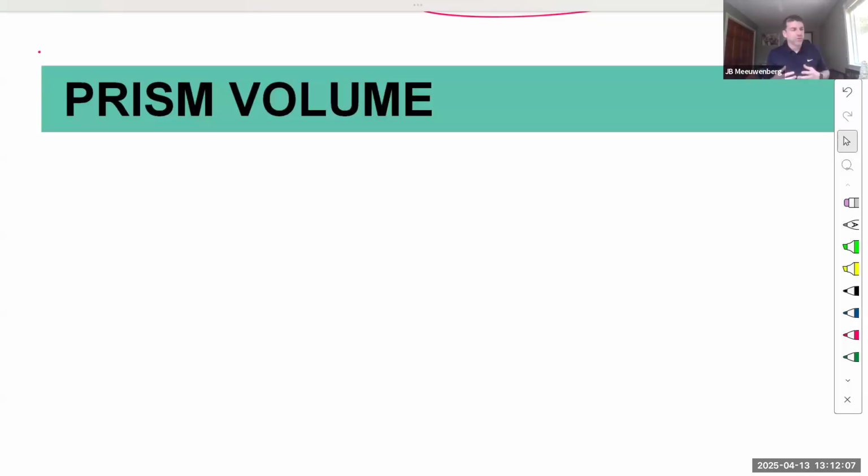So finally, we will conclude with actually looking at specific three-dimensional geometric figures to determine how we calculate their volume or their surface area. And we're going to start with just a basic prism.